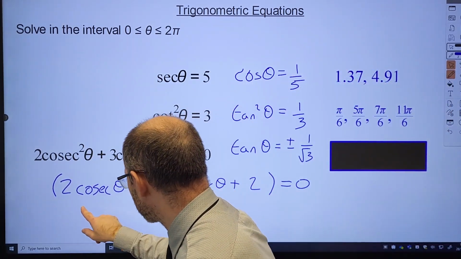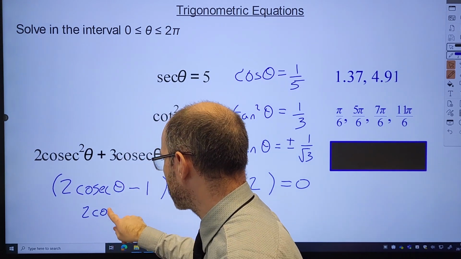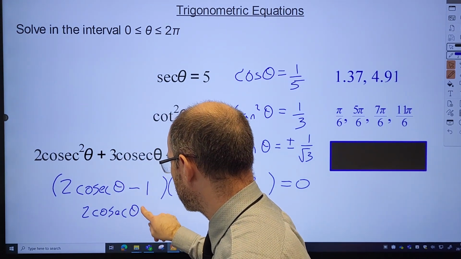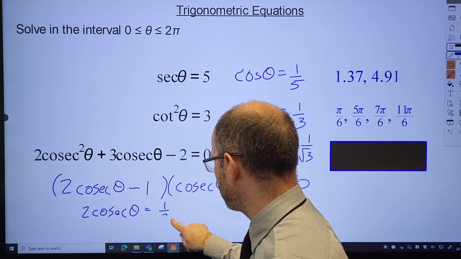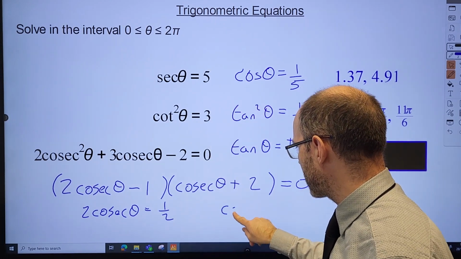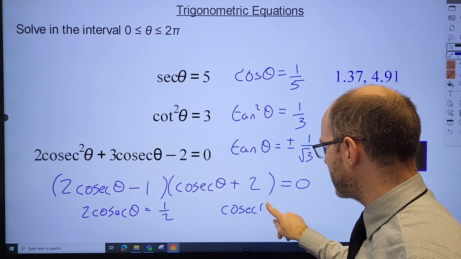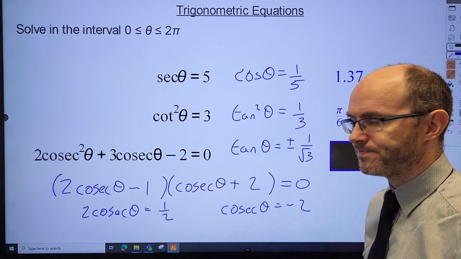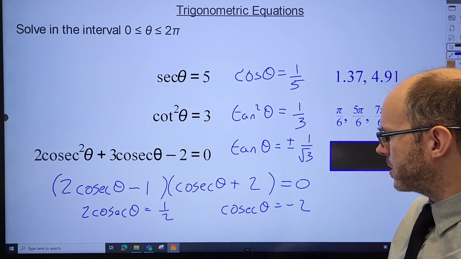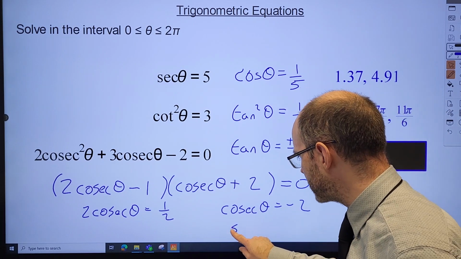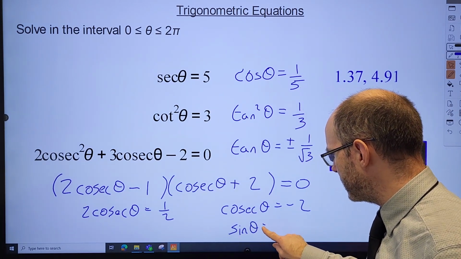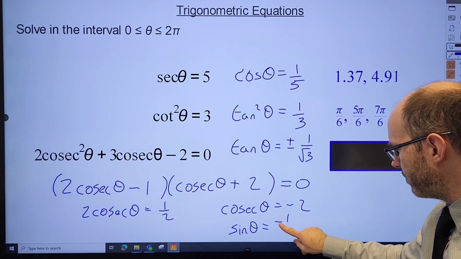And then, of course, that gives you 2 cosec theta is equal to 1, so cosec theta is equal to 1/2, or you've got cosec theta is equal to negative 2. And then you just write it in terms of sine. So this one here will be sine theta is the reciprocal of that, so negative 1/2.